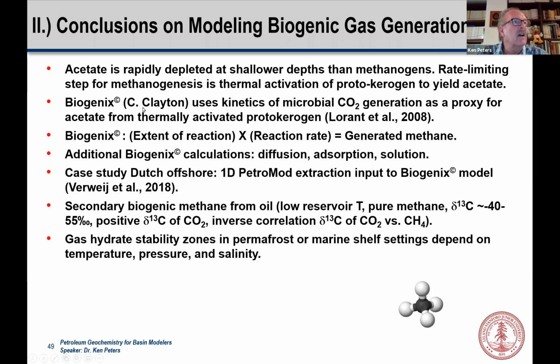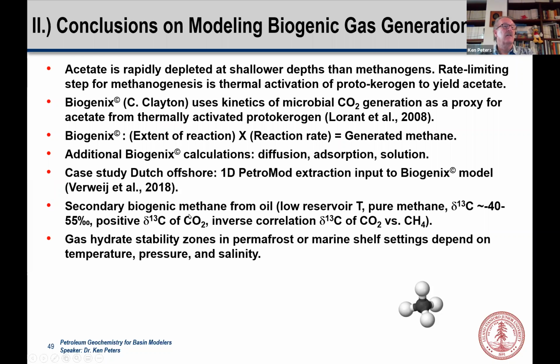In Biogenics, Chris Clayton uses the kinetics of microbial CO2 as a proxy for generation of acetate, okay? And that's using kinetics from Laurent et al. in 2008. Biogenics basically takes the extent of the reaction and the reaction rate and multiplies them together to get the generated methane, and then adds some additional calculations on diffusion, absorption, and solution within the lithologies that you specify in your model. It's a very nice case study by Hanneke Verweij in 2018 based on a 1D PetraMod study where they extracted the 1D results and then input those to Biogenics to make their predictions of methanogenic gas.